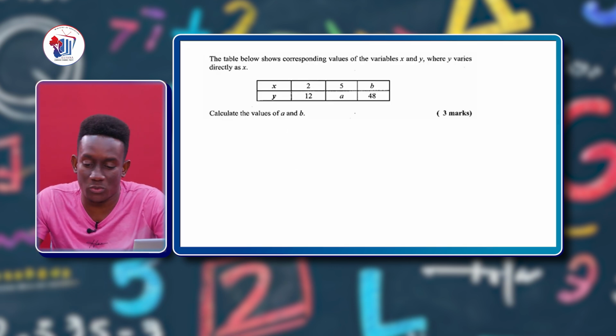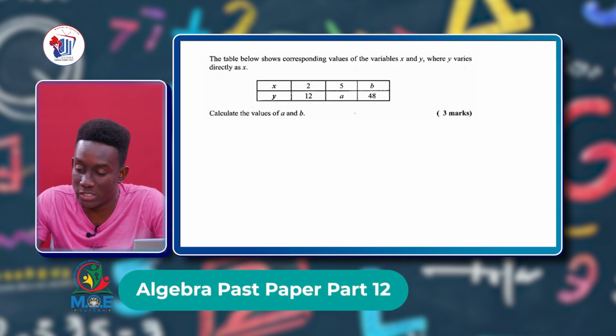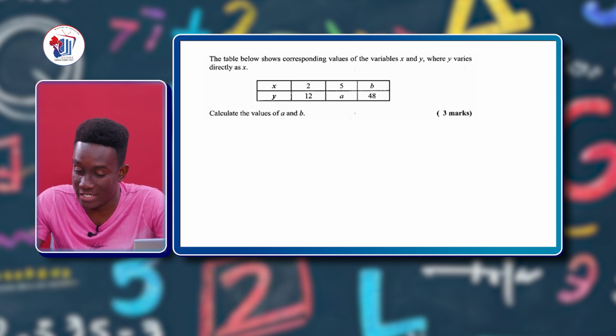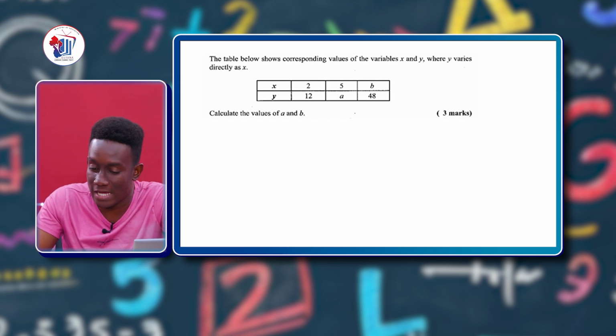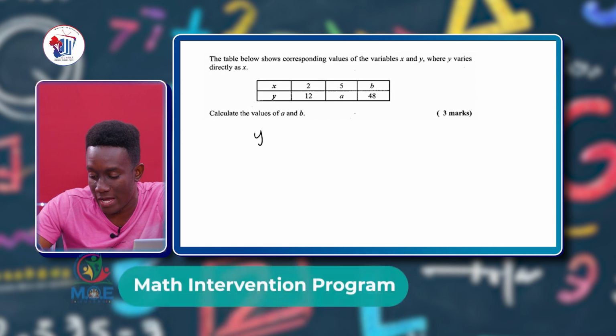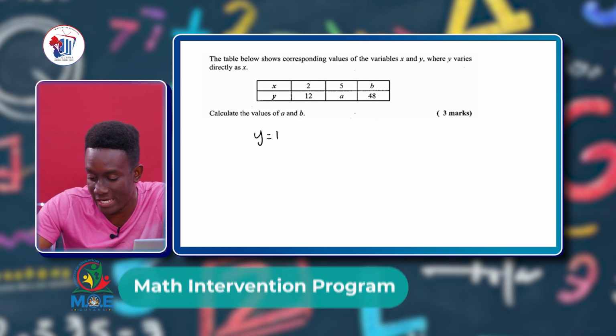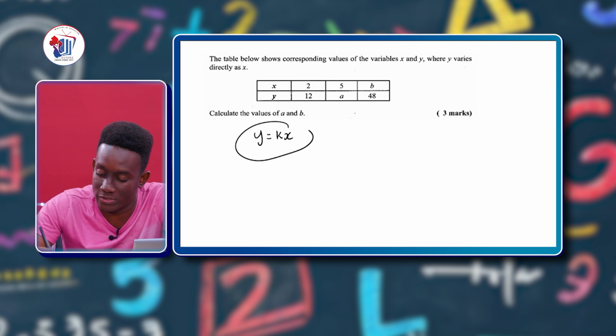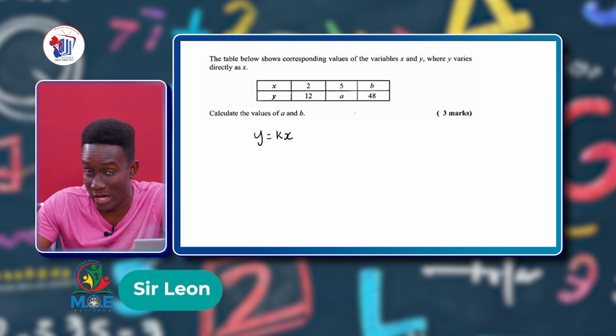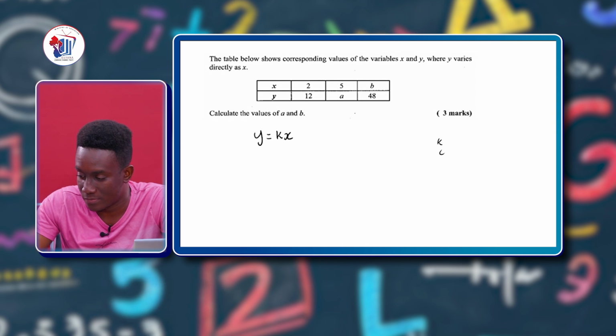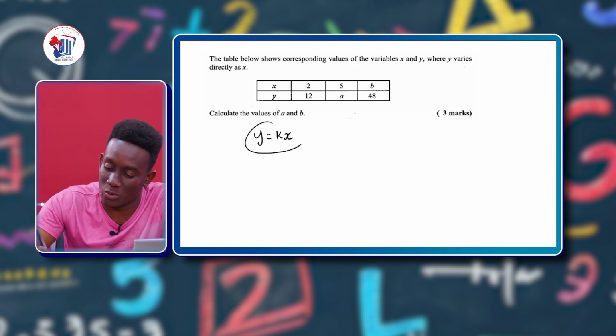So let's move on. The next question says, the table below shows corresponding values of variables x and y, where y varies directly as x. So we want to calculate the values of a and b. So it says y varies directly as x. That is represented as y is equal to kx. This is how we represent y varies directly. If we said y varies inversely, it would be y equal k over x. But they said directly, so this is what we're working with.